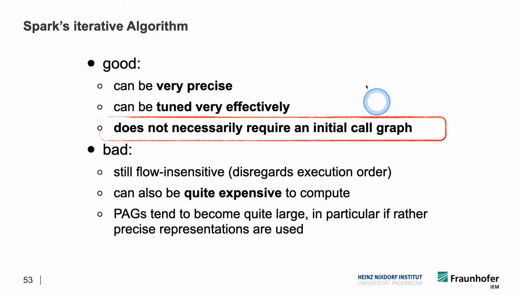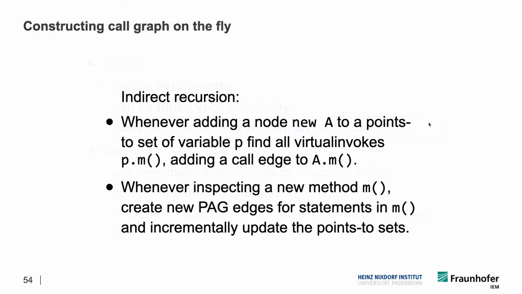Let me quickly talk about this point here. Why does it not necessarily require some initial call graph? In Spark, you have the option to actually create call graphs on the fly using an indirect recursion. So basically, it means that Spark will start at your program's entry point, and this entry point actually has to be a static method. So, for instance, it could be your static main method of your main class, and then whenever it finds a new allocation node in that main method, let's say initially, right? So, for instance, some new A, and it adds that to the points-to set of a variable P. It then finds all the virtual invokes p.m and adds a call edge to a.m, right? Because it now knows that A can be a possible target type of P.